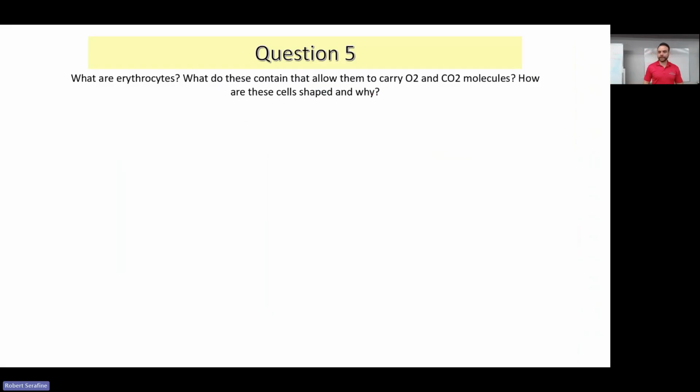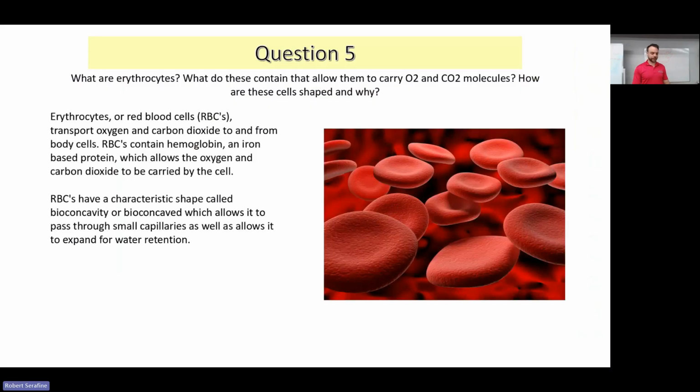So, cracking into the cells themselves, what are erythrocytes? What allows them to carry oxygen and carbon dioxide, and how are they shaped? Erythrocytes are the red blood cells, as we just mentioned, and these red blood cells are just the mindless worker drones of the body. They are designed to essentially transport nutrients, and especially the oxygen and carbon dioxide of the body, to and from the various places of the body.